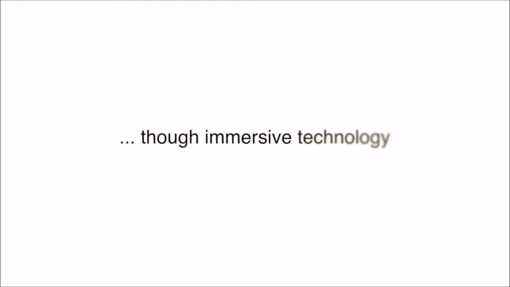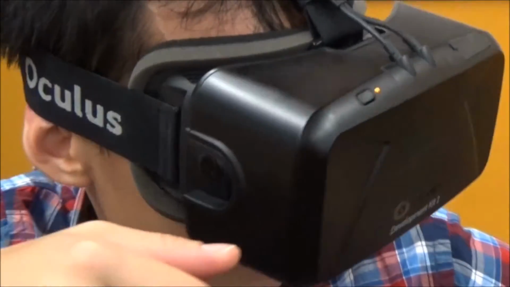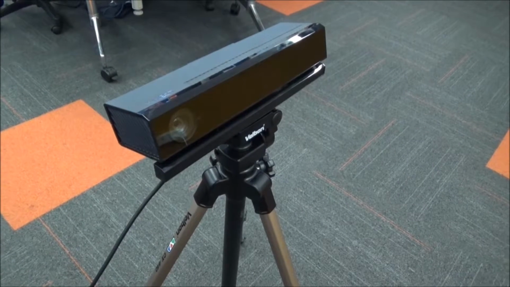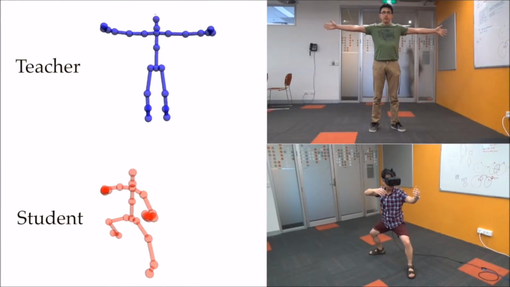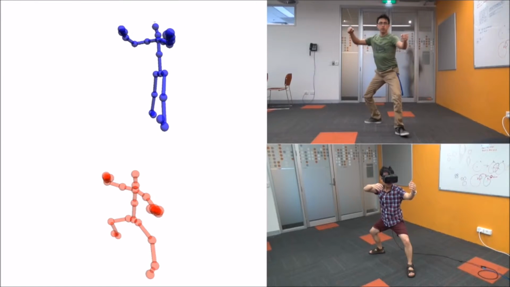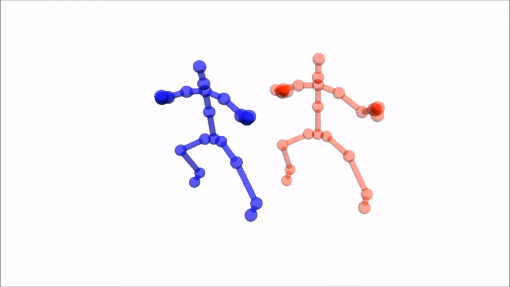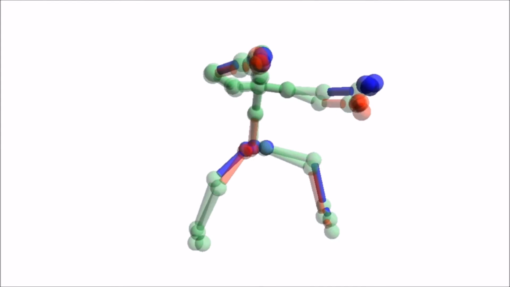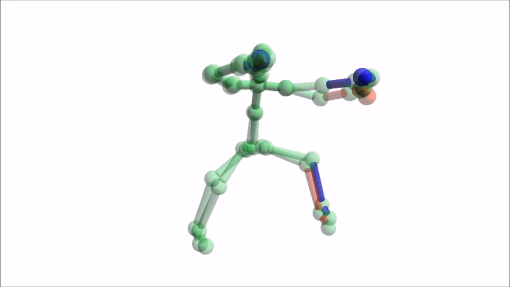Onebody combines the view of two human bodies in one display using immersive technology, such as the Oculus Rift virtual reality headset, and body tracking technology, such as the Microsoft Kinect. Both the student and the teacher are tracked. Their virtual avatars are rendered in the virtual world and merged to completely overlay each other to help with aligning their movements.